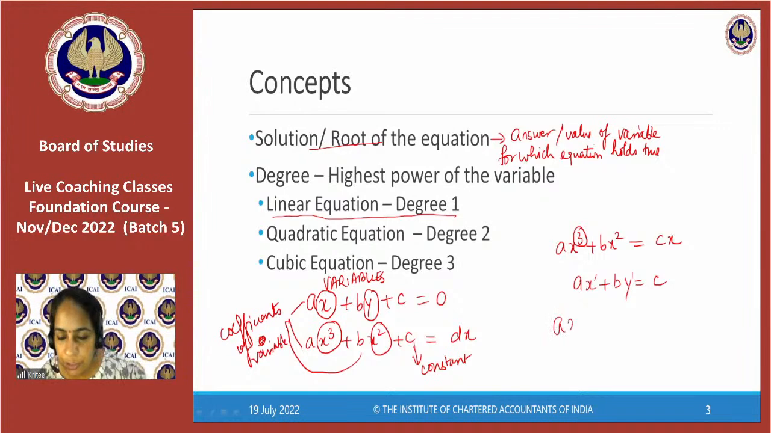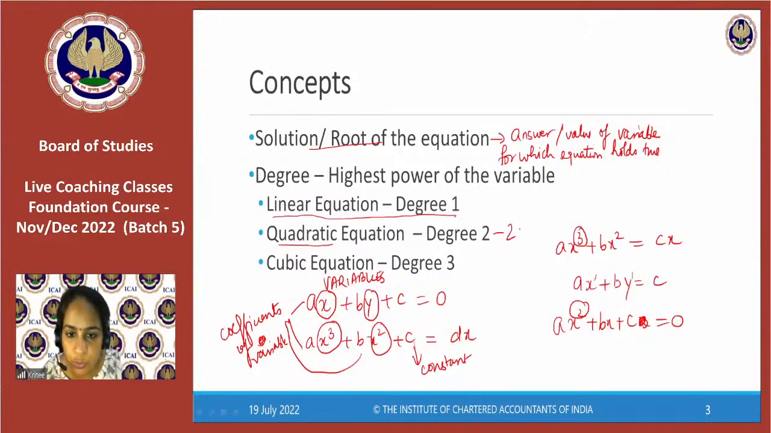Again, if the highest power is 2, then the equation becomes quadratic equation. Okay. And the quadratic equation has 2 roots. It's like this. For linear equation, you have 1 root. For quadratic equation, you have 2 roots. That is, you have 2 solutions. 2 values will be satisfying the equation.